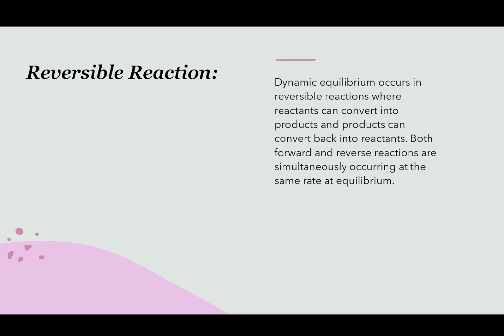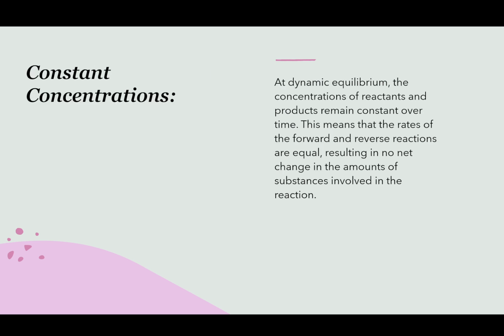So dynamic equilibrium occurs in reversible reactions where reactants can convert into products and products can convert back into the reactants. Both the forward and reverse reactions are simultaneously occurring at roughly the same rate at equilibrium. Constant concentrations: at dynamic equilibrium, the concentrations of reactants and products remain constant over time. So the rates of the forward and reverse reactions are roughly equal, resulting in no net change in the amount of substances involved in the reaction.